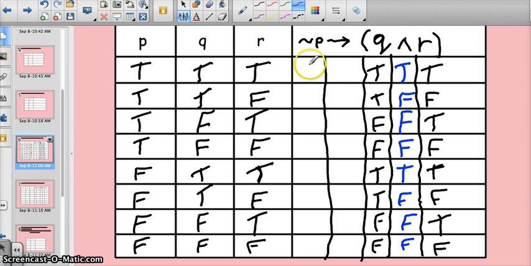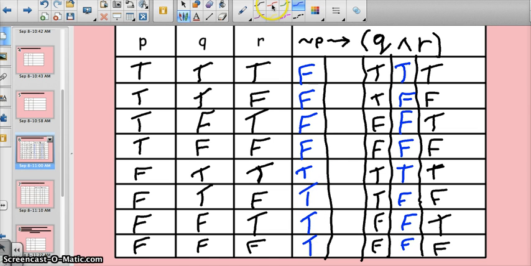Now I'm going to come to the outside of the parentheses and take care of the actual letter because this operating symbol right here, the arrow, that conditional, that's the answer column right here. So let's deal with this. The negation of P is the opposite of P. So if P is true here, we get false. There's another false. Another false. Another false, and then it rolls true, true, true, true.